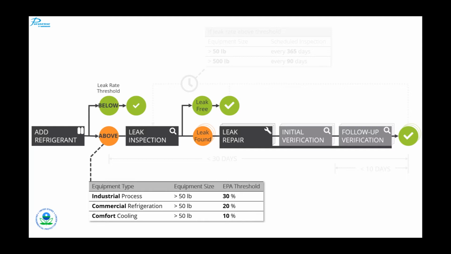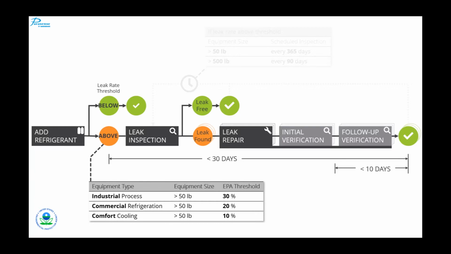There are time constraints to complete these tasks. A maximum of 30 days is allowed between adding refrigerant and the inspection and any required repairs to be completed. A maximum of 10 days is allowed between the initial and follow-up verifications. These times determine the due date of tasks scheduled within the Parasense platform. In practice, however, we find that these tasks are typically completed far swifter, often on the same day.